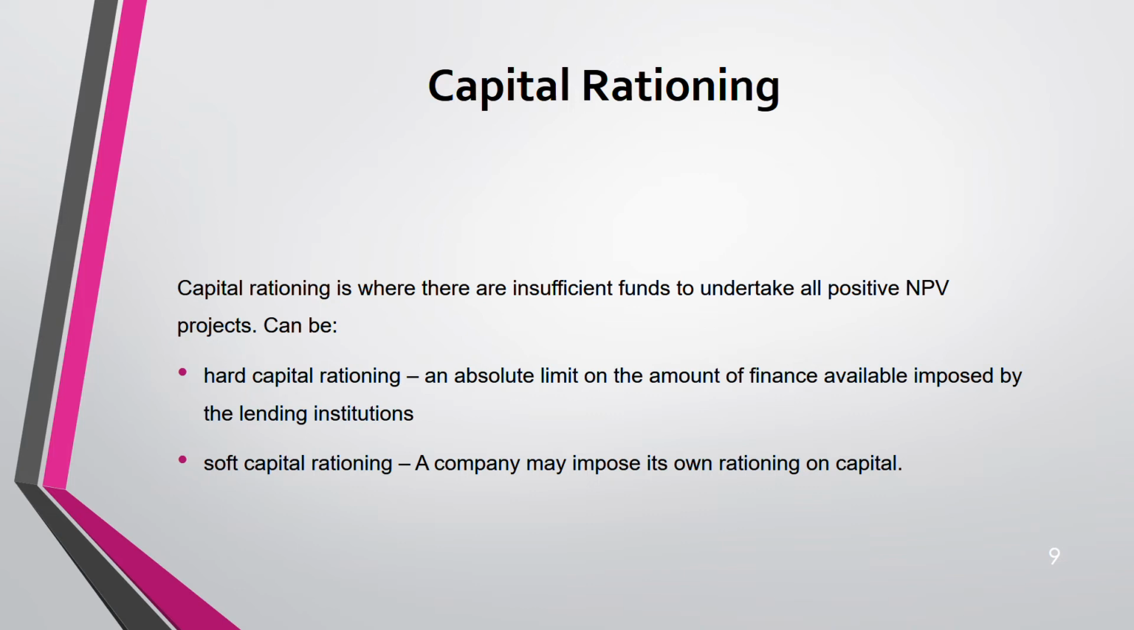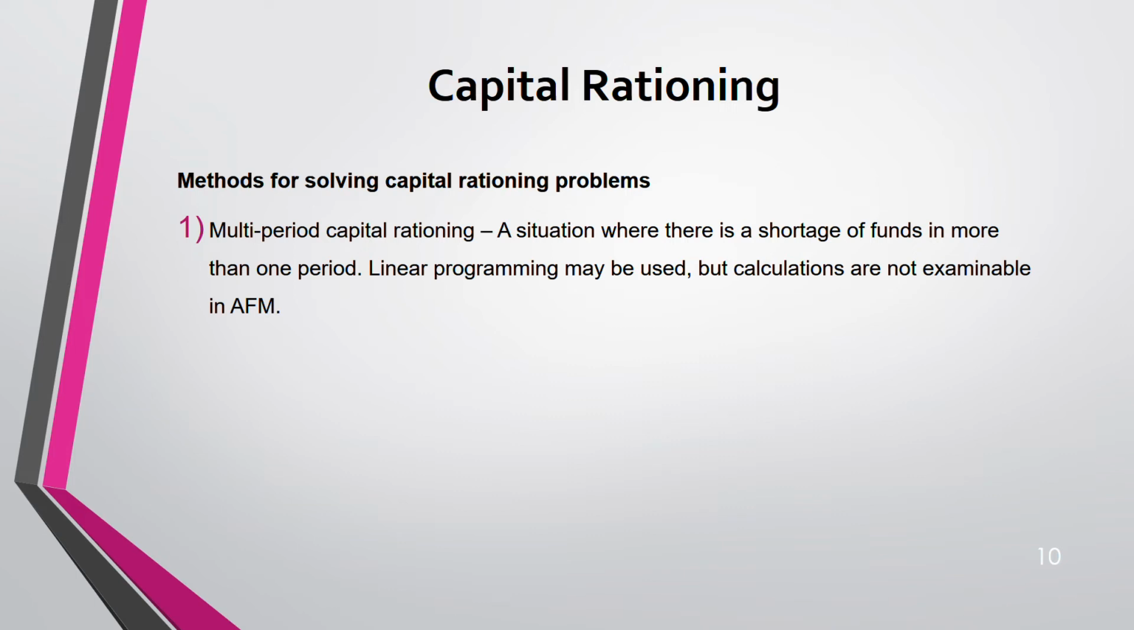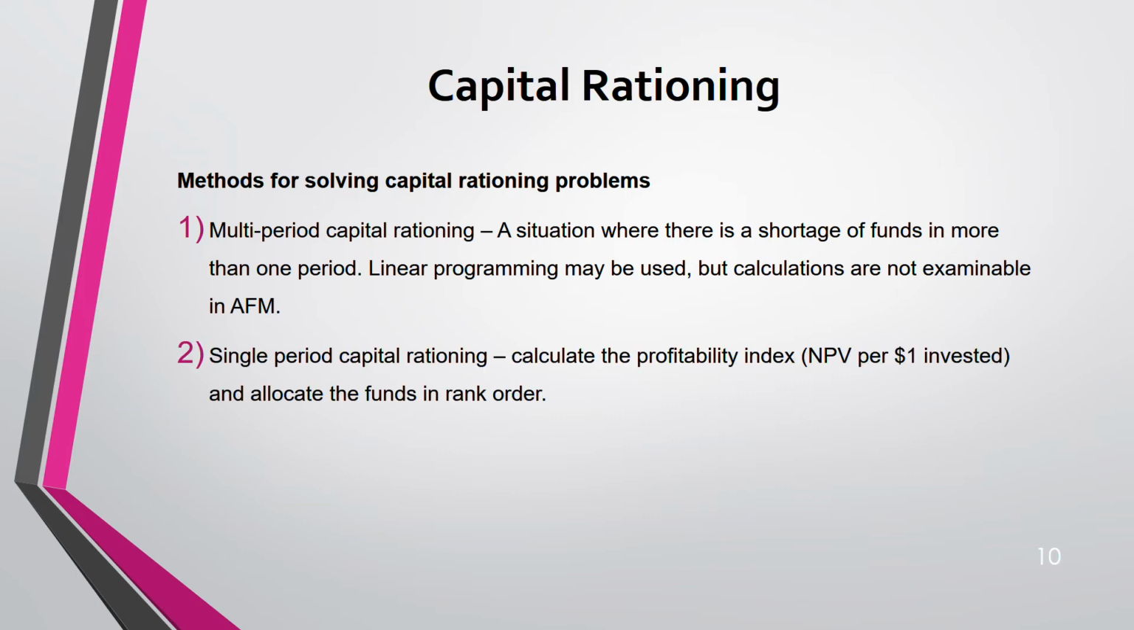Okay. Now, how do you solve this? Methods for solving the capital rationing problem: understand there are two types. One is multi-period, that is more than 1 year. Second is single period. In AFM, we are focused on multi-period because single period was tested in financial management, but still know it. Okay, because it is assumed knowledge. When you come to AFM, don't forget financial management's knowledge. It's good to know it.